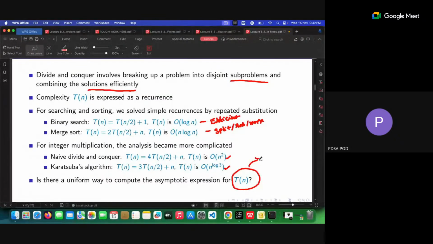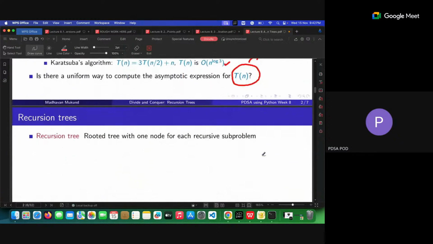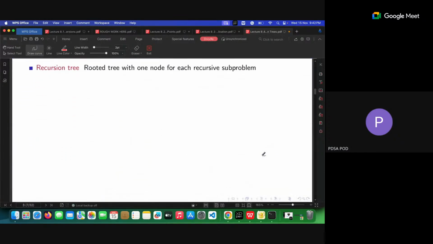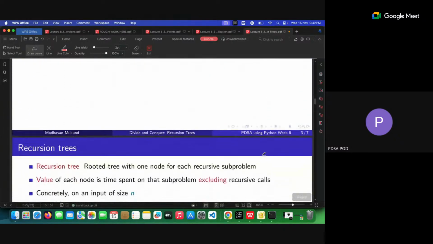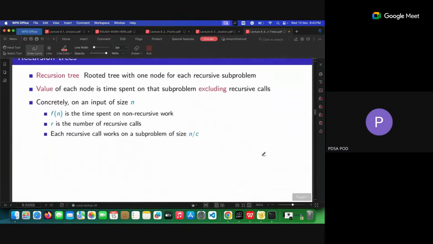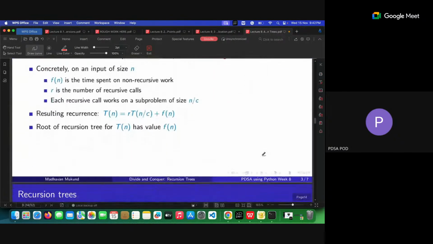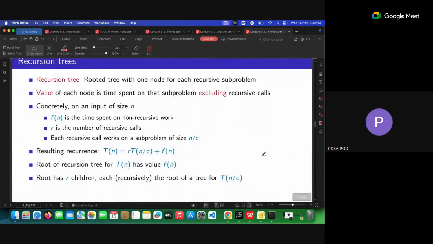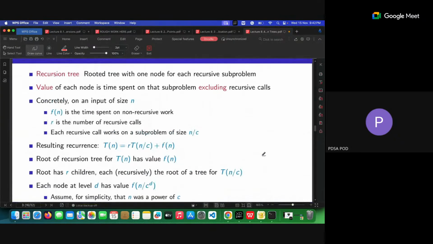Is there any way to represent this diagrammatically? Is there a uniform way of representing asymptotic notation for computation? That's called recursion trees. Let's look at the recursion tree slide. What really is a recursion tree, and how does it look, even for factorial? Yeah, here it is. I hope it is this one, a complete slide.